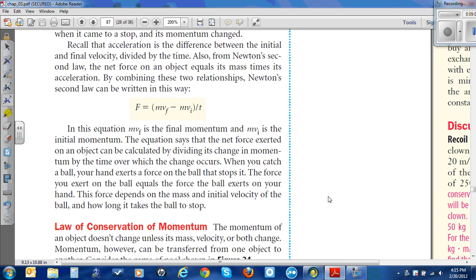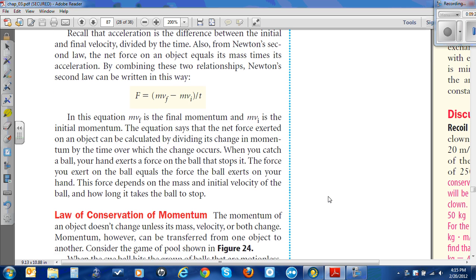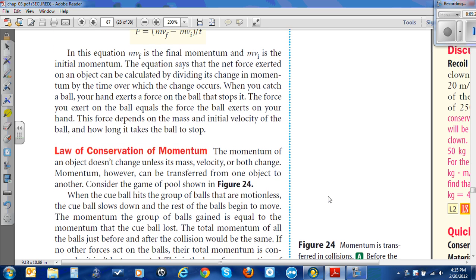When you catch a ball, your hand exerts a force on the ball that stops it. The force you exert on the ball equals the force the ball exerts on your hand. This force depends on the mass and initial velocity of the ball and how long it takes the ball to stop. The law of conservation of momentum.